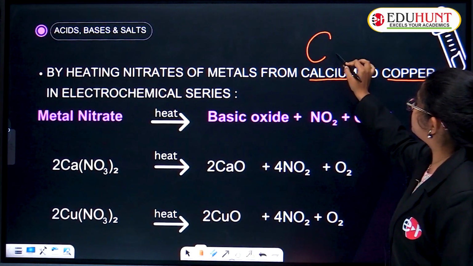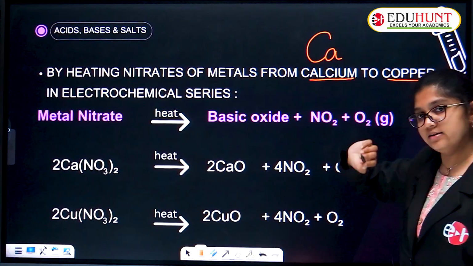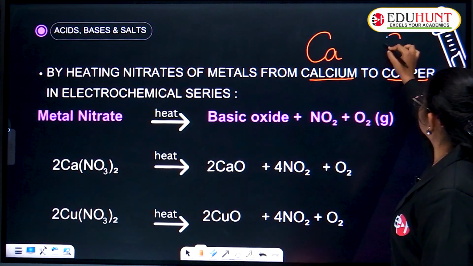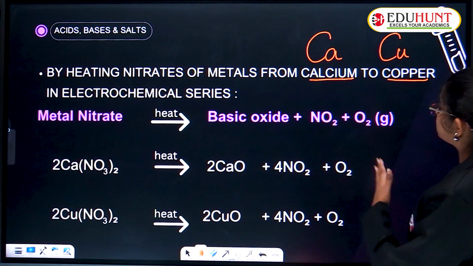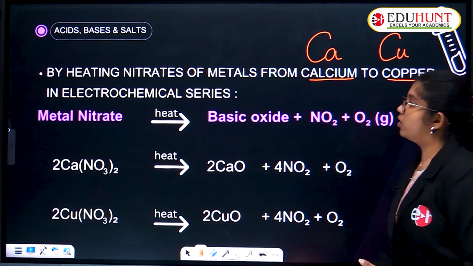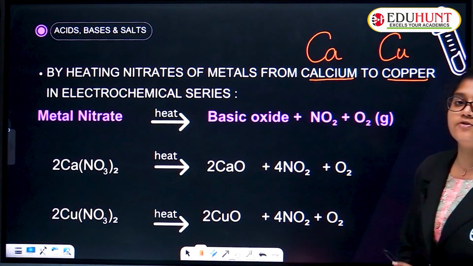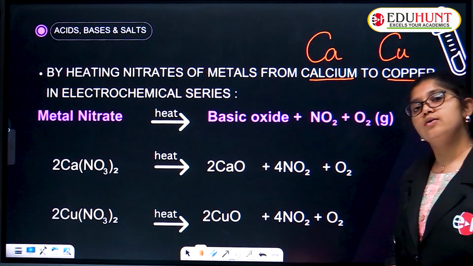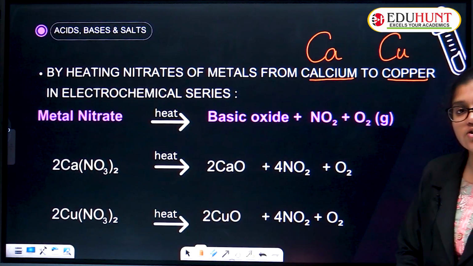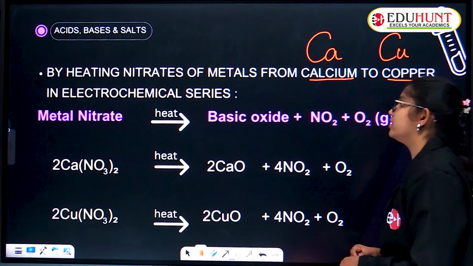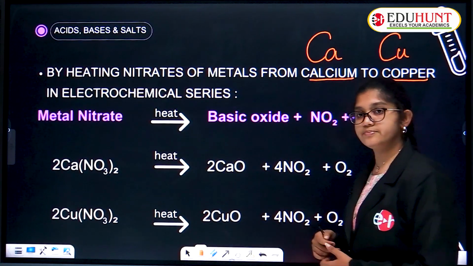Calcium symbol capital C small a, and copper symbol capital C small u. Okay, so from calcium to copper, what are we taking? We are taking, by heating, nitrates of metals from calcium to copper in the electrochemical series. Very good. So we are taking metal nitrate, to that again the heating process.